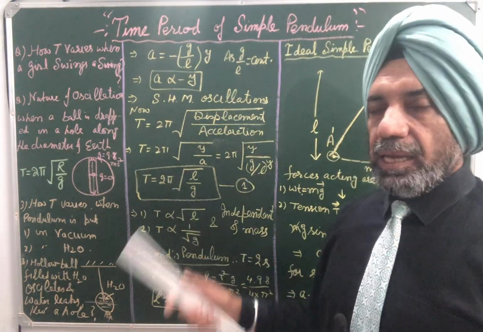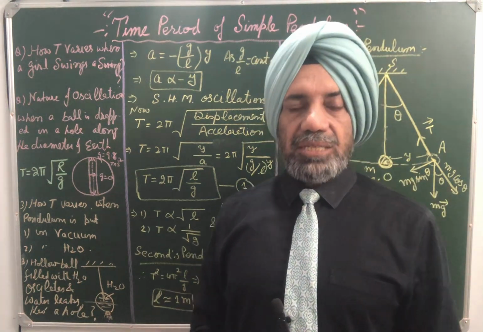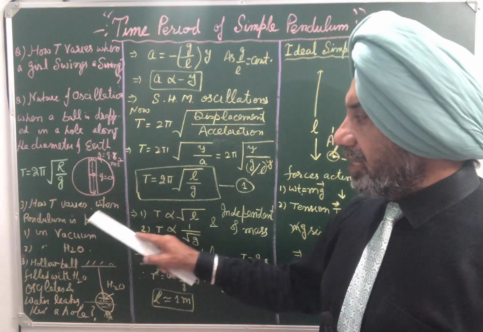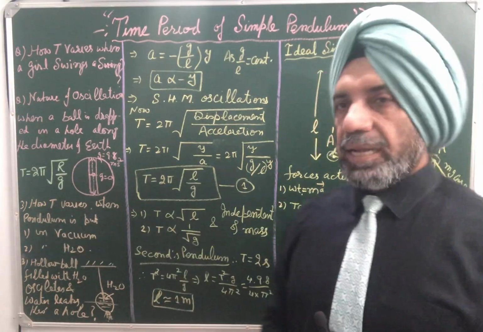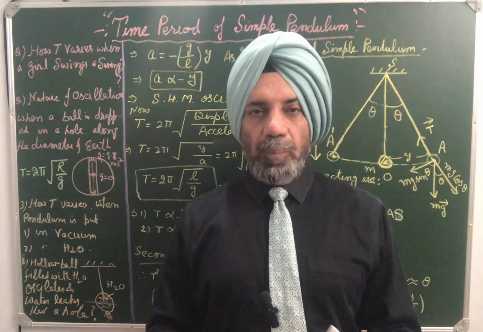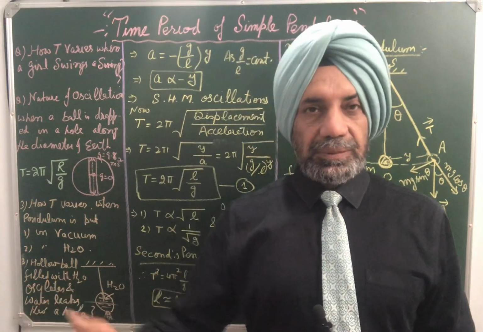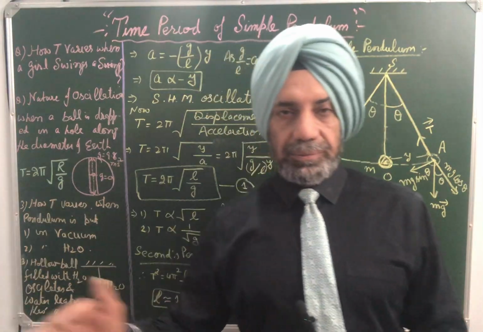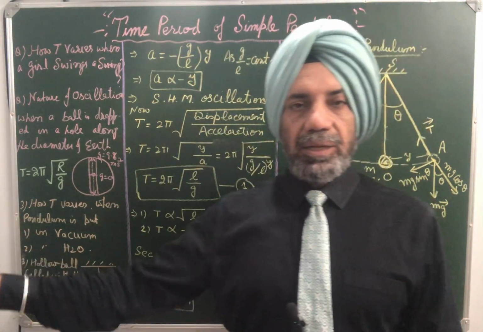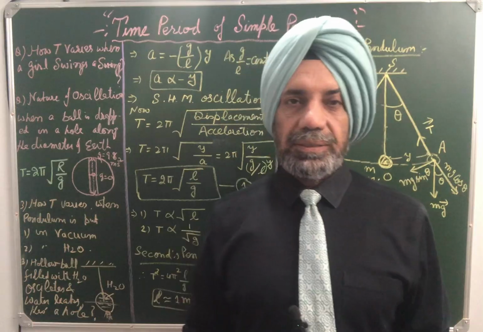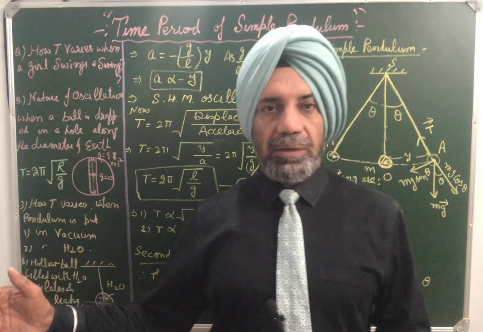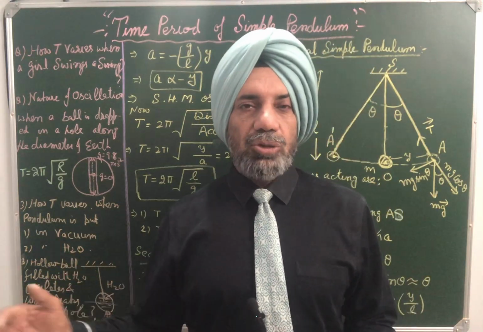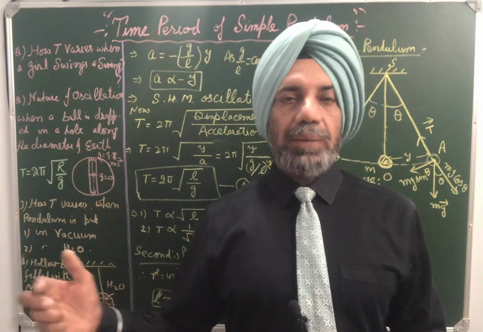So we have to see what changes, length changes or g changes. Third is how the time period varies when the pendulum is taken to a different medium. We are performing an experiment in air. The same pendulum is taken to a vacuum. What will happen to the time period? In vacuum there is no friction, there is no opposition, so oscillation will become fast, that is, time period will decrease.